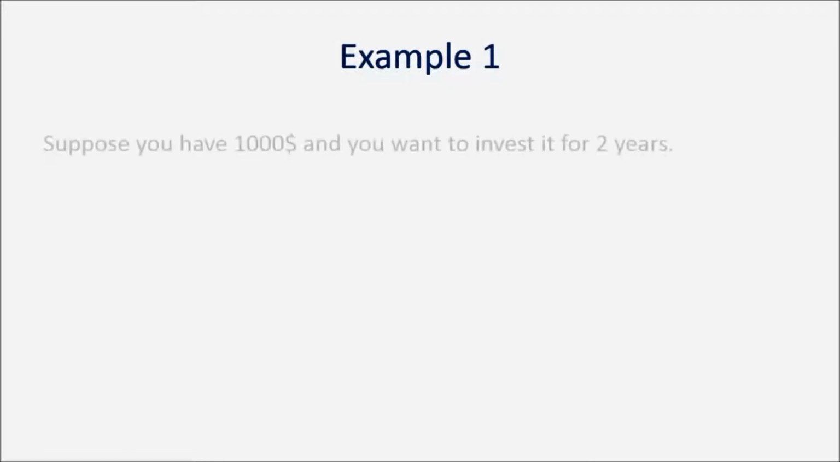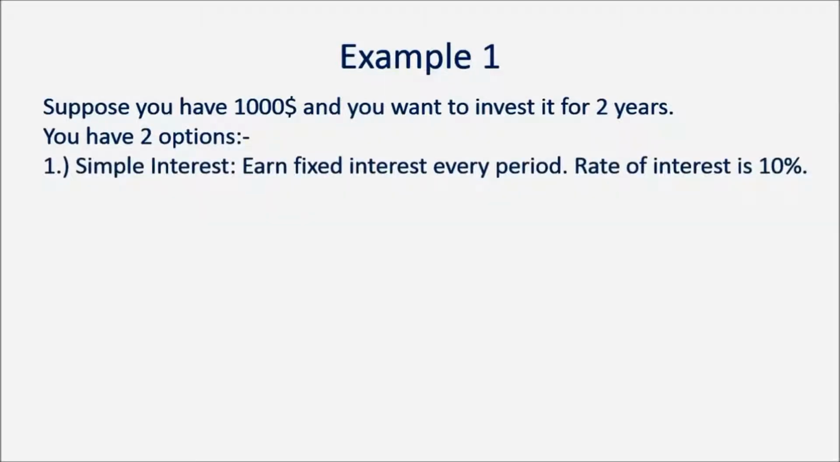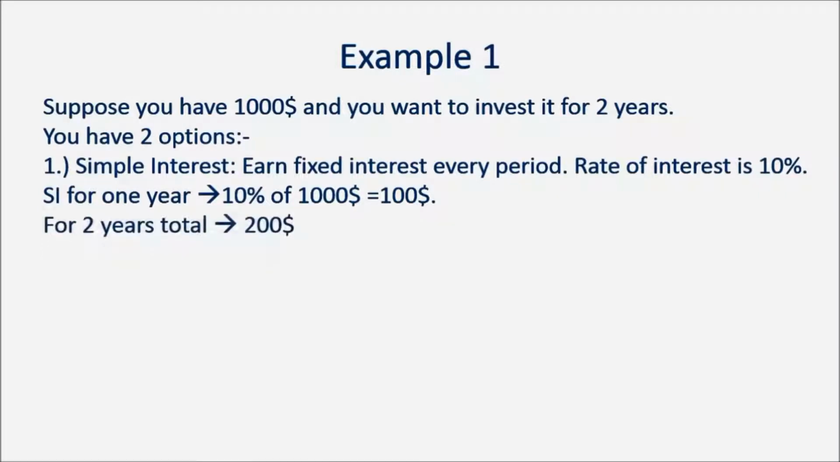Example 1. Suppose you have $1,000 to invest and you want to invest it for 2 years. You have two options. The first option is to invest it on simple interest and you earn fixed interest every period. Let's say the rate of interest is 10%. So the simple interest for 1 year will be 10% of $1,000, that is $100. So over 2 years you will earn a total of $200. This should be pretty simple.